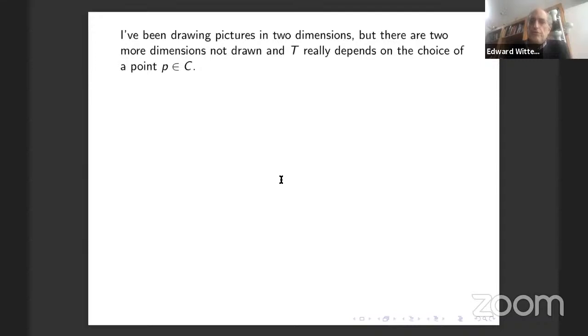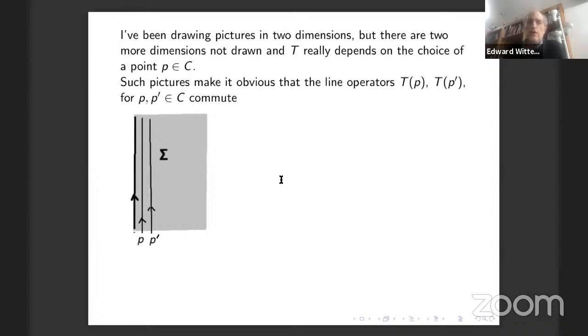Now, I've been drawing pictures in 2 dimensions, but there are 2 more dimensions not drawn because there's a 2-manifold C that's being kept fixed in this discussion. And the line operator T really depends on the choice of a point in C. We're specializing to the case that the line operator is supported on a 1-manifold in sigma times a point in C. We could study more general 1-manifolds, but for today we're specializing to that case. So therefore I can draw the support of T as a line in the 2-dimensional picture, but it lives somewhere inside the 2 dimensions that aren't drawn. Now such pictures make it obvious that the line operators T of P and T of P prime commute.